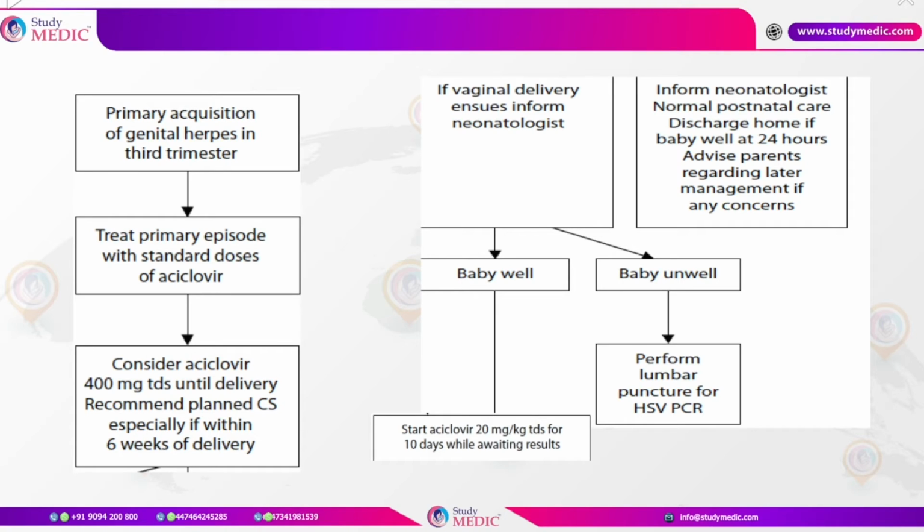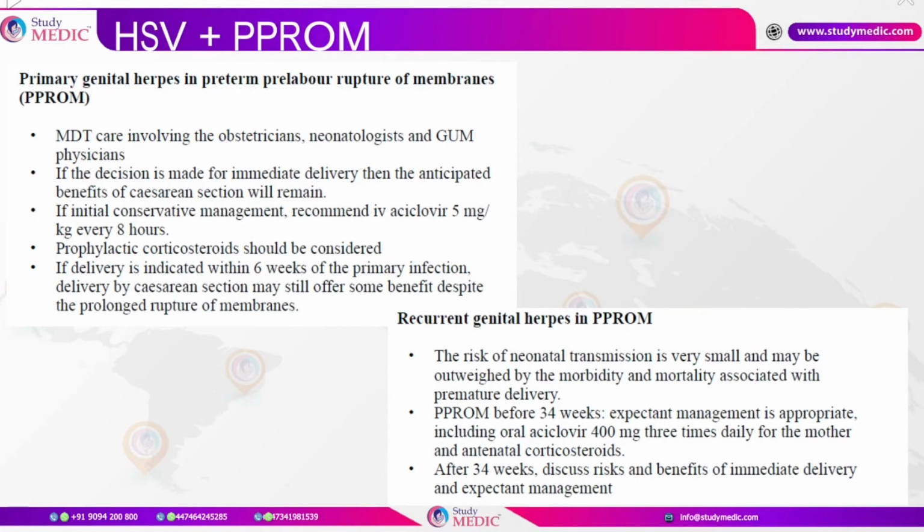And if the baby is unwell, then a lumbar puncture will be performed in order to confirm whether the baby has already been affected. Inform your neonatologist for the normal postnatal care if the discharge is for home and if the baby is well at 24 hours. And again, always inform the parents about the further course of treatment. Whenever it is a herpes simplex virus infection and there is a premature pre-labor rupture of membrane, that is, you are having this rupture before the onset of labor pain and before 37 weeks of pregnancy, that is considered as pre-labor premature rupture of membrane.